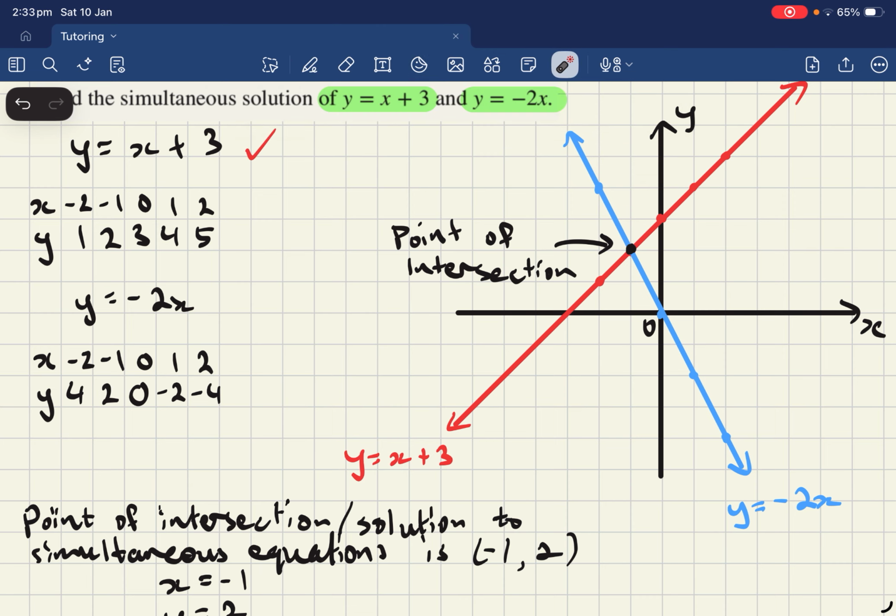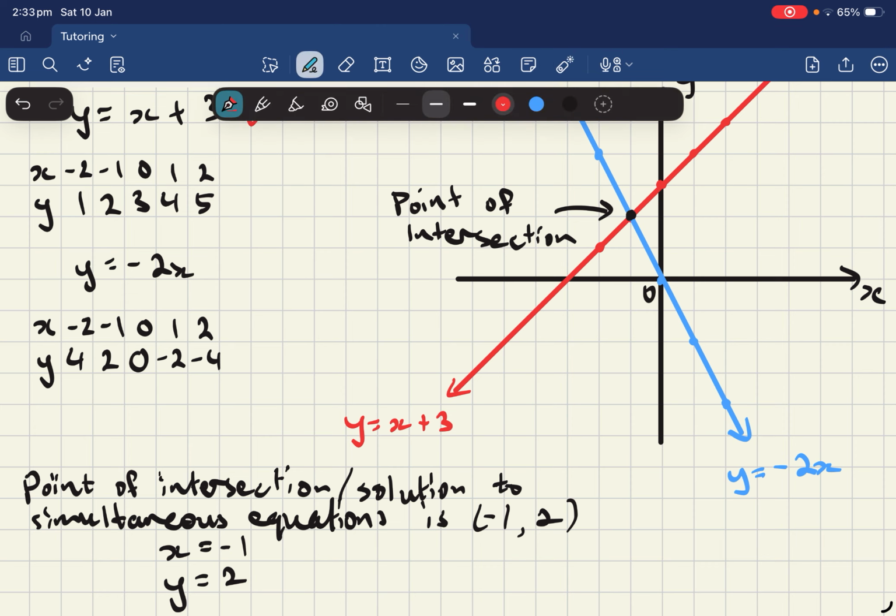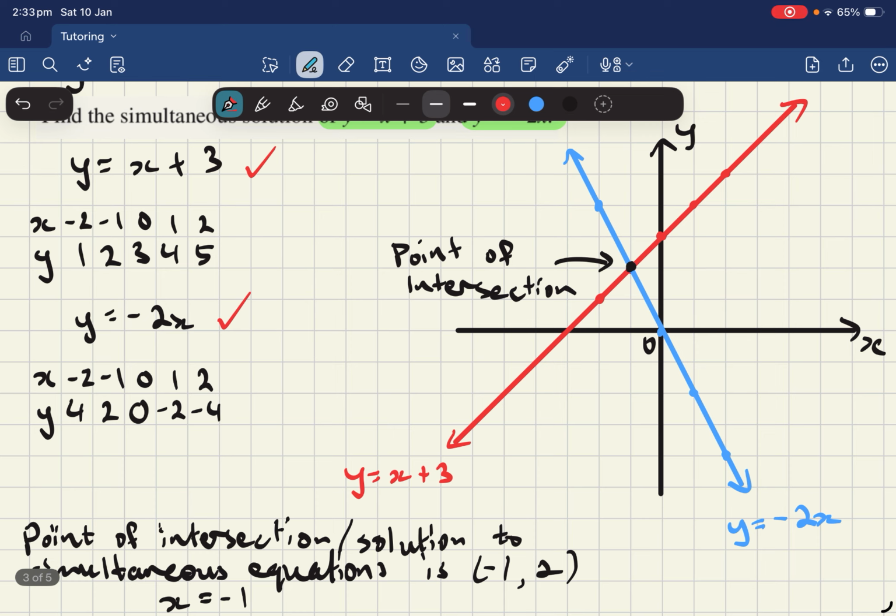And checking the other one, when x is -1, I have -2 times -1, which will give us +2. And y is 2 on this side also. So we'll have 2 equals 2. So when the left-hand side equals the right-hand side, it is a solution to the simultaneous equation. And it's only a solution if it works for both. So that's a way you can check this for yourselves.